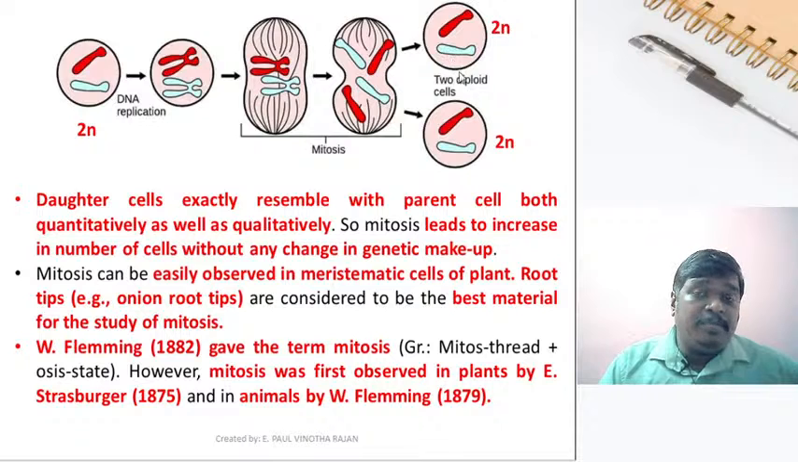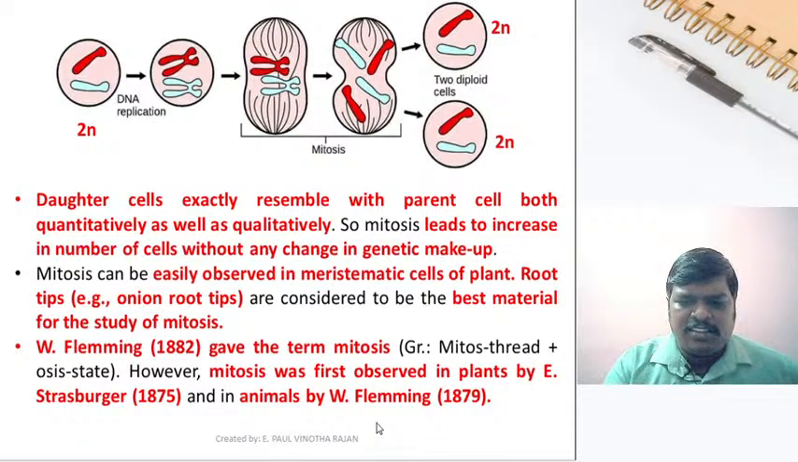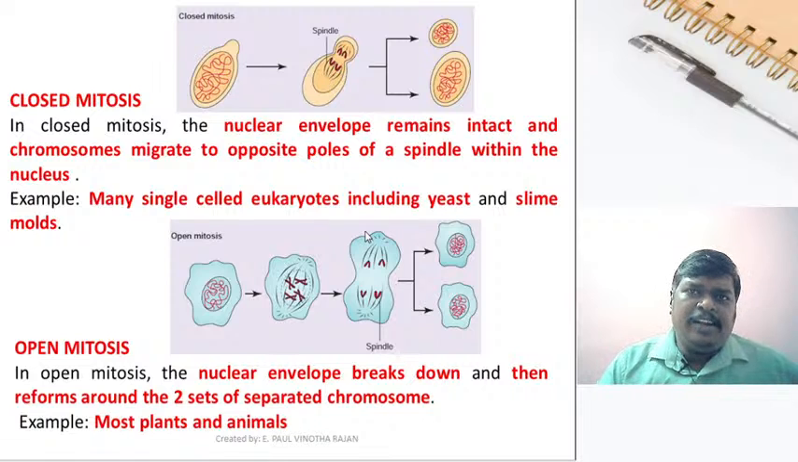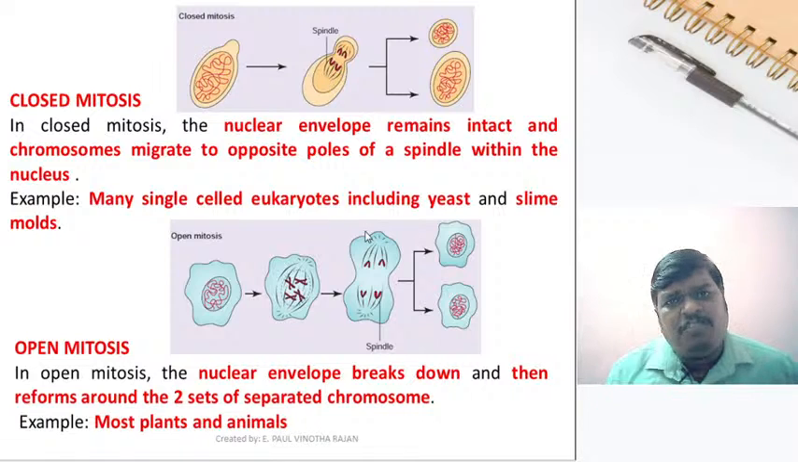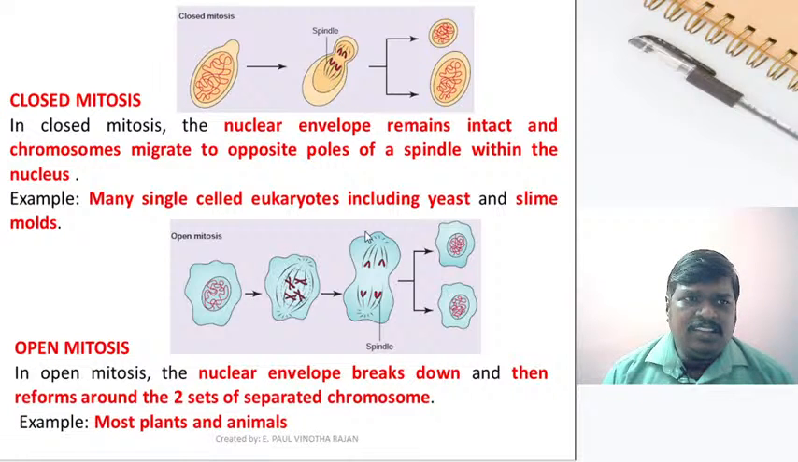The term mitosis was proposed by Fleming in the year 1882, and it was first observed in plants by Strasburger and in animals by Fleming in the year 1879. So this is the mitosis process. In mitosis, there are two types that take place: closed mitosis and open mitosis.